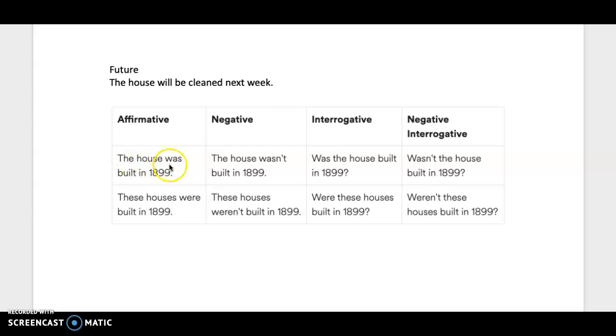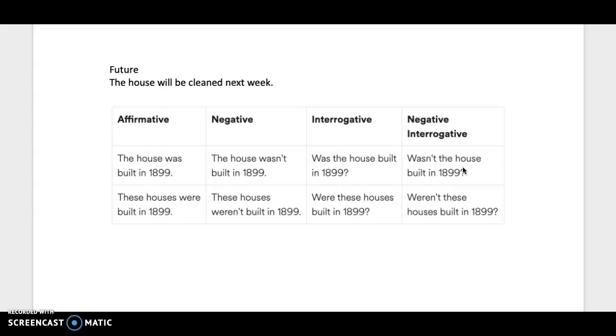For example, the house was built in 1899. Okay, negative. The house wasn't built in 1999. Or interrogative. Remember that we always start an interrogative sentence with the auxiliary. So, was the house built in 1999? And negative interrogative. Wasn't the house built in 1999?